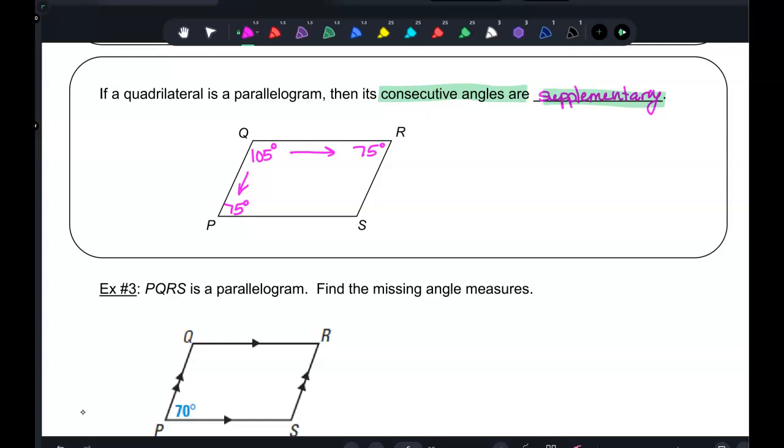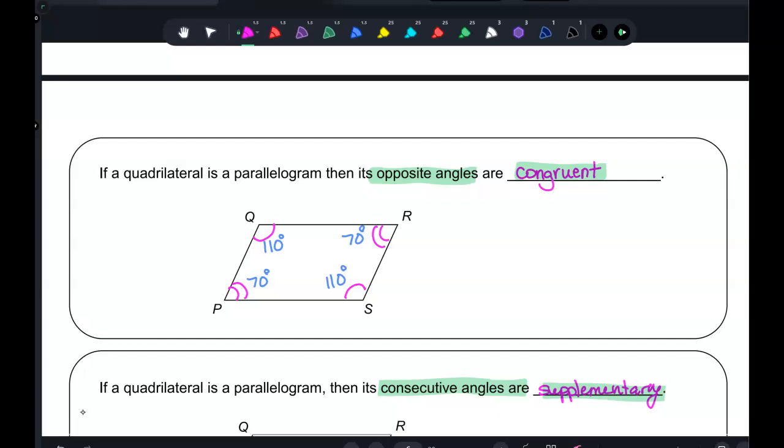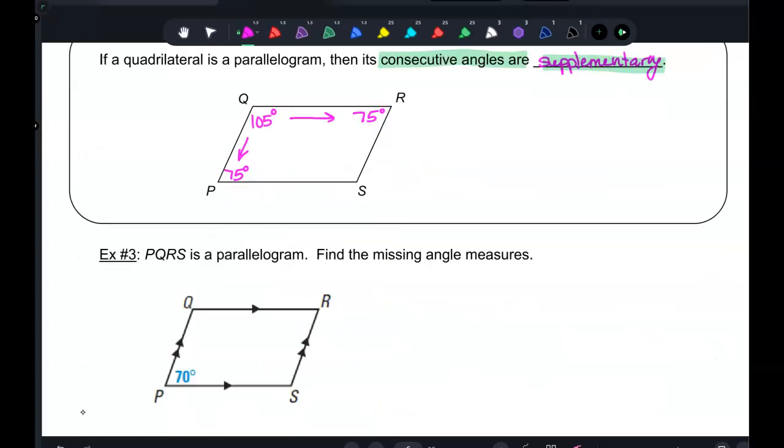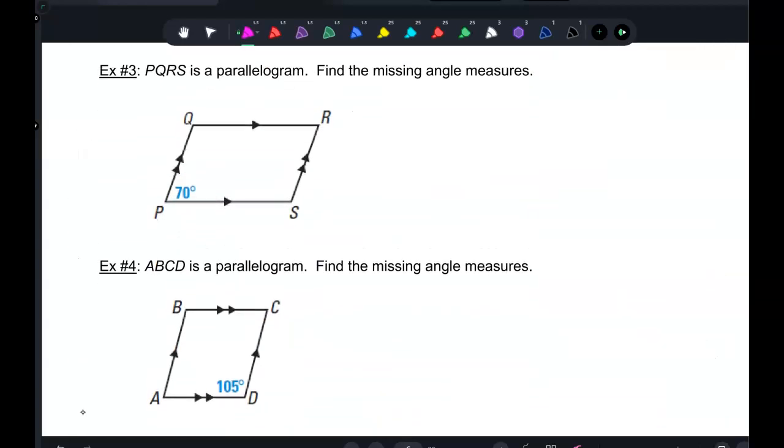The last theorem said the opposite angles were the same. These two theorems overlap. They can both be in the same figure. Are they not just exactly the same? No, because one of them is saying opposite angles are congruent. The other one is saying consecutive angles are supplementary. We're going to use both theorems for example 3.